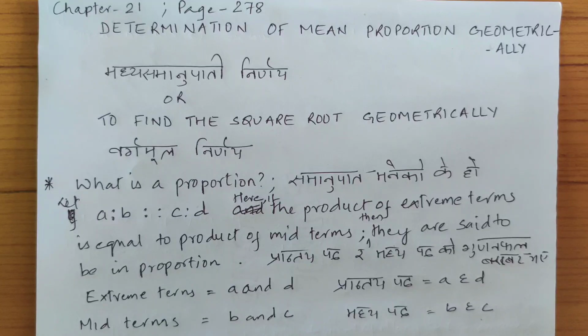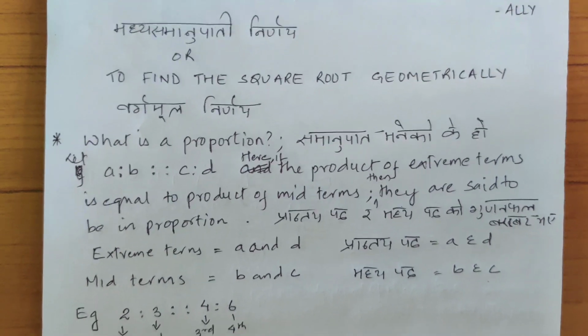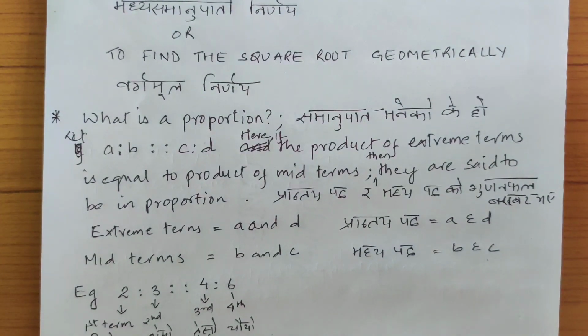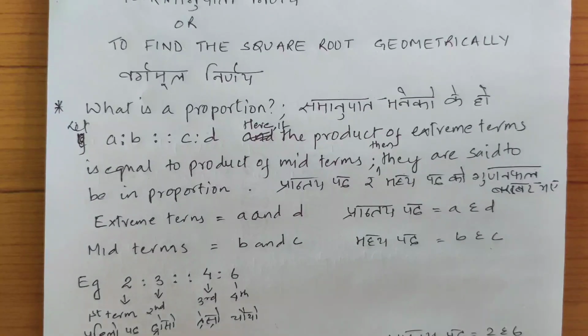So before we construct a mean proportion, let's understand what's a proportion. So I've given you an expression out here: A is to B, double colon C is to D. Here A and D are the extreme terms, B and C are the mid terms. So if the product, means multiplication, of extreme terms is equal to product of mid terms, then I can say they are said to be in proportion. So I've given you an example out here. Extreme terms, you can see it's A and D, and check the mid terms, it's B and C. So if I multiply the extreme terms and if I multiply the mid terms and I see they are equal, then I can say they are in proportion.